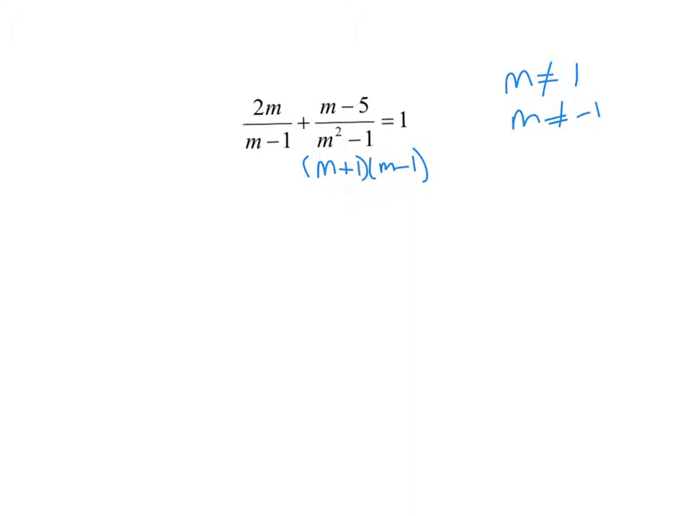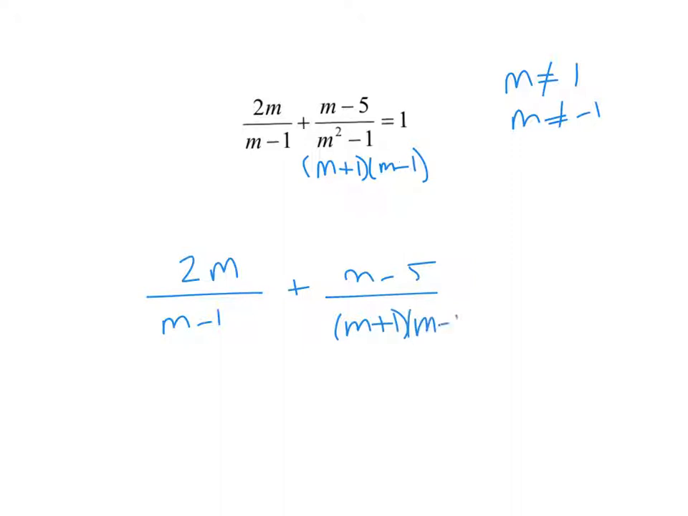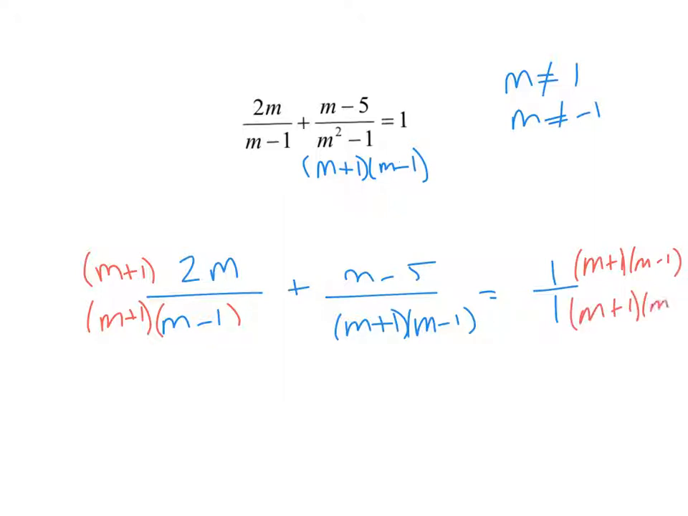So now I'm going to rewrite this with 2m over m minus 1, and rewrite the second fraction with both denominators, equals 1 over 1. In order to cancel the bottoms out, I need to give them the same denominator. So I'm going to give the first one m plus 1 on the top and the bottom. And I'm going to give the last one both pieces, m plus 1, m minus 1, on the top and bottom. Now because all the bottoms are the same, we can cross them all out and only solve for the numerators.